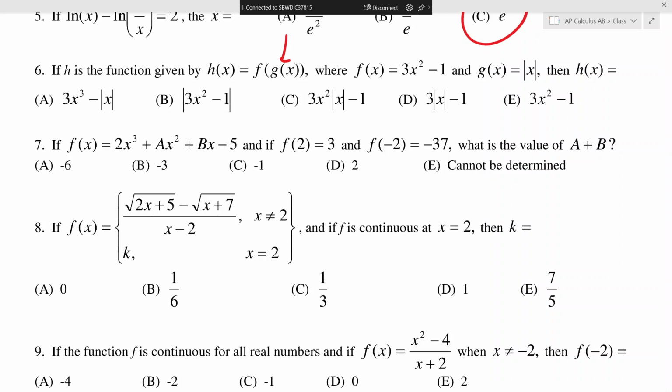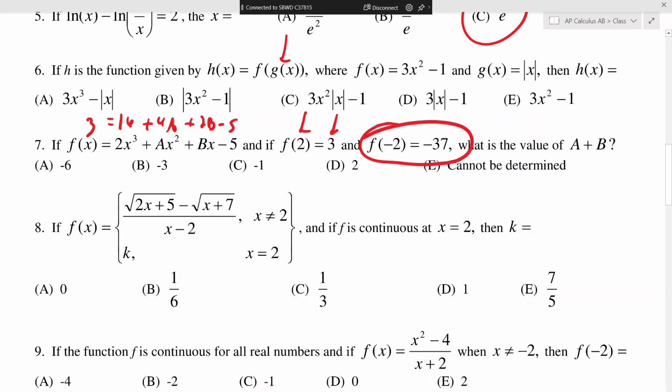Every 7 is also not crazy important. But you guys understand what this means? When you plug in 2, you get 3. So when you plug in 2, you get 16 plus 4a plus 2b minus 5 is 3. Can we handle that? So we should be able to solve this out. The plugging in is important, but solving the system of equations we get out of here, you should be able to do.